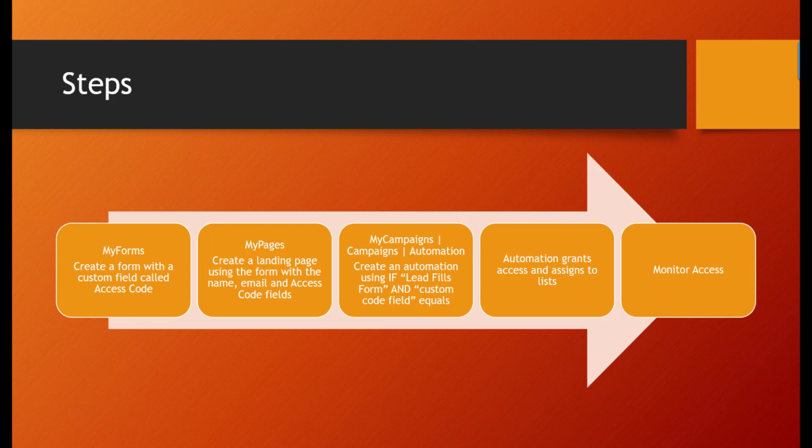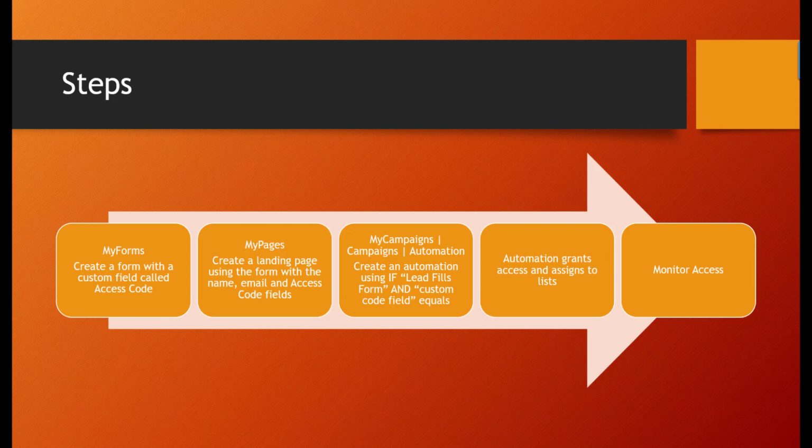Then, using My Pages, create a landing page using the form with the name, email, and access code fields. Then, under My Campaigns and Automation, you'll create an automation using the if the lead fills the form and custom code field equals a value that you specify, and then the automation will grant access to your memberships and assign those people to whatever lists you specify.